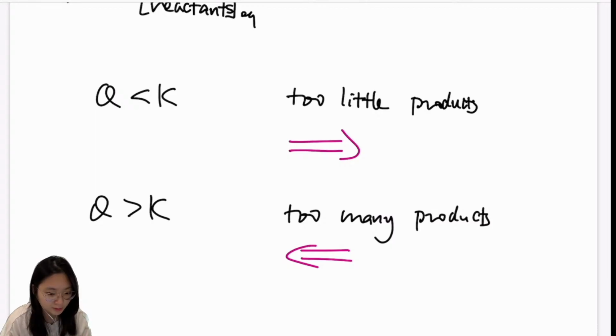Yes, K is equilibrium, and Q is the reaction quotient at some point in the reaction. Exactly. So sometimes Q might be equal to K. Then it means that it just reached equilibrium.